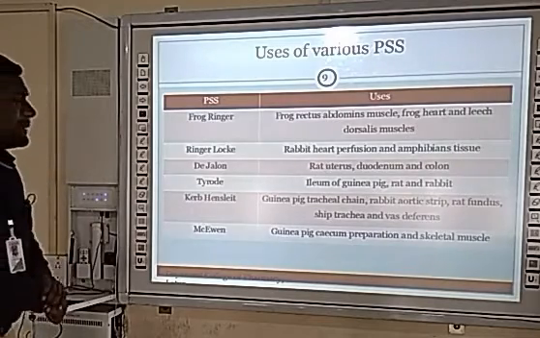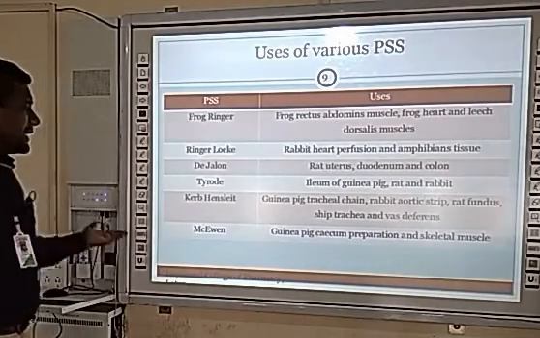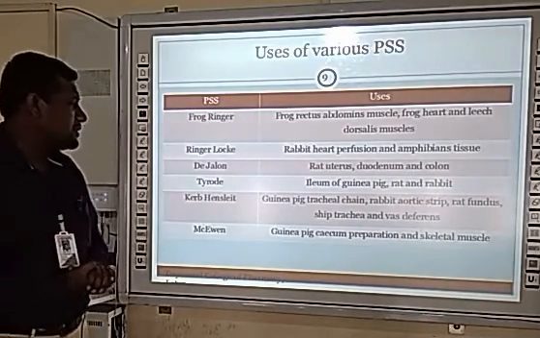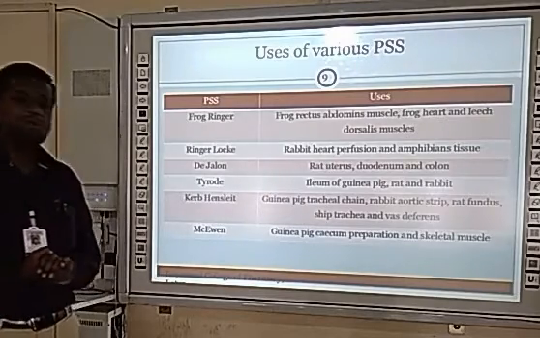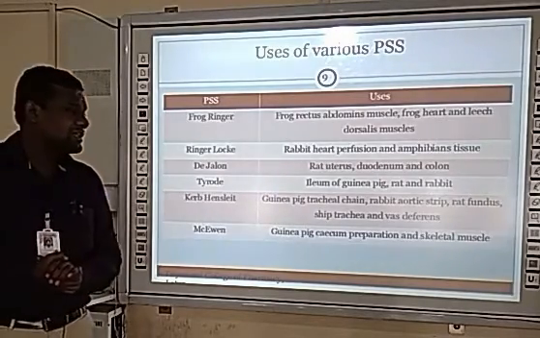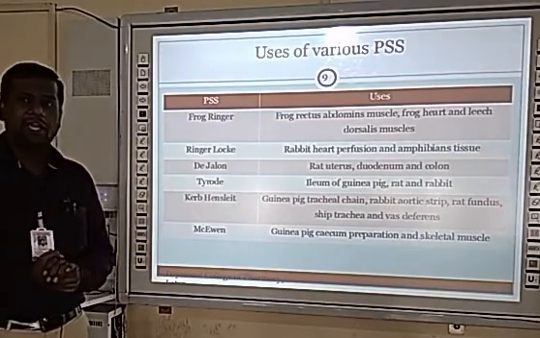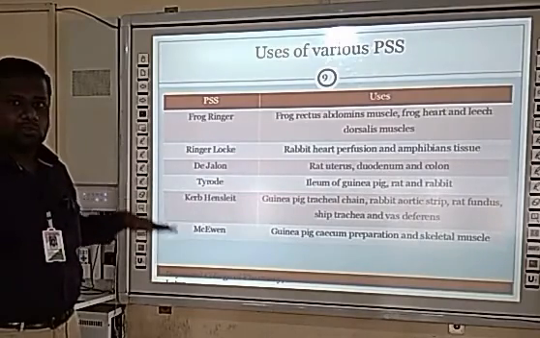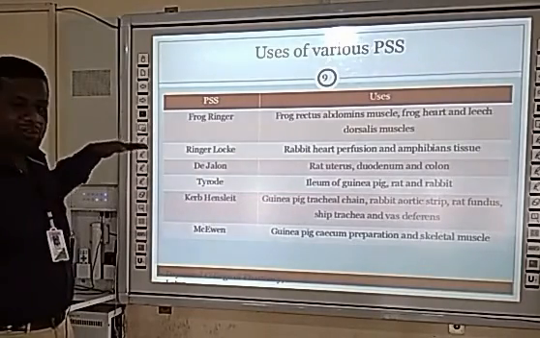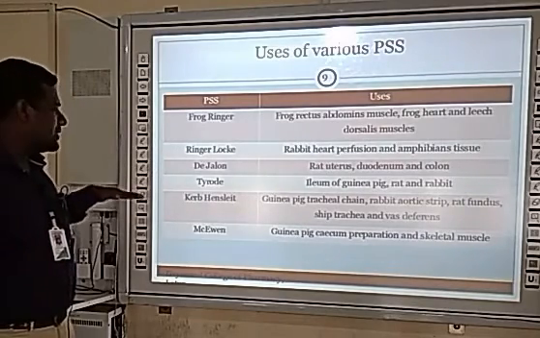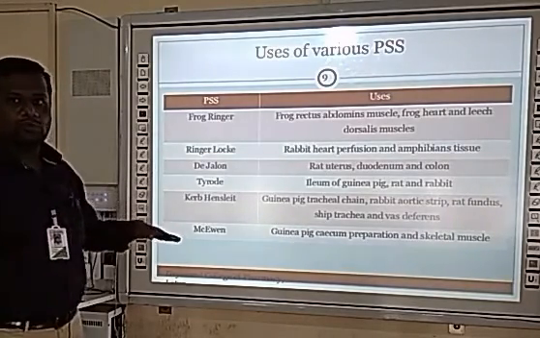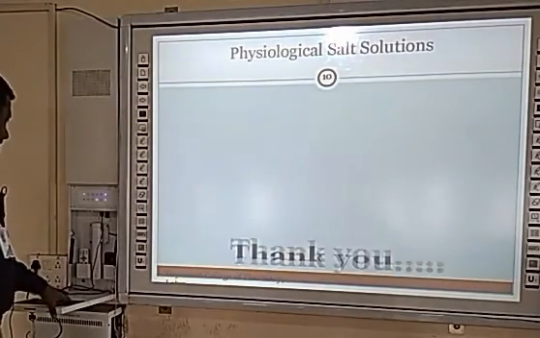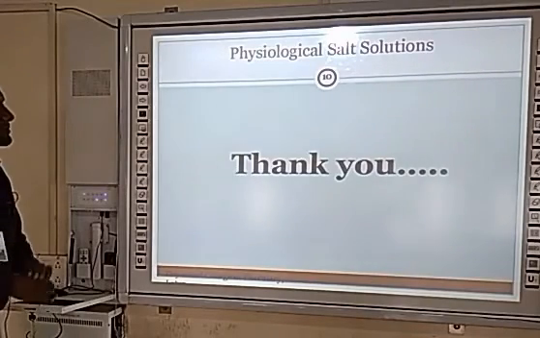Then the last one is McEwen physiological salt solution. The McEwen physiological salt solution is useful for isolated preparation of cecum of guinea pig. Then it is also useful for skeletal muscle preparation. Okay, so these are the various uses of different kinds of physiological salt solution: frog Ringer, Ringer Locke, De Jalon, Tyrode, Krebs-Henseleit and McEwen solution. Okay, so thank you very much.